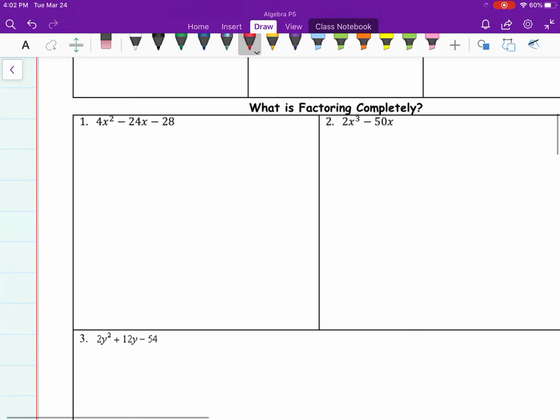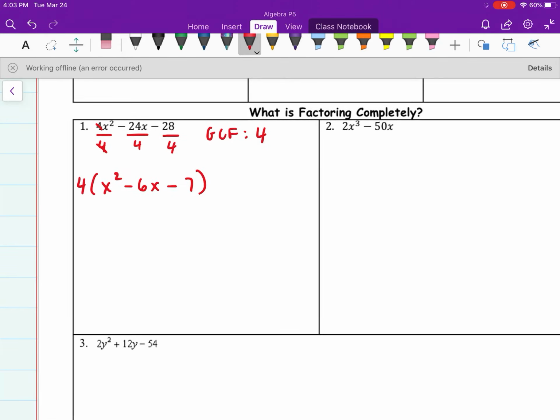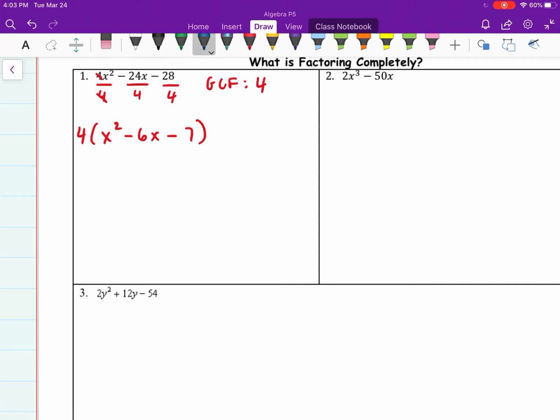4x squared minus 24x minus 28. First step, look for a GCF. I do see they have something in common. If you didn't figure it out by now, they all have 4 in common. So divide everything by 4. And that leaves us with x squared minus 6x minus 7. Put the GCF in front. And we're not finished because we can factor this again.